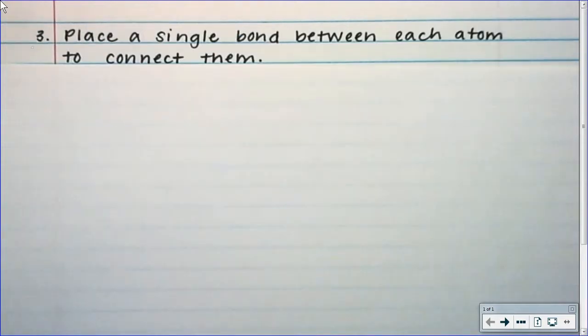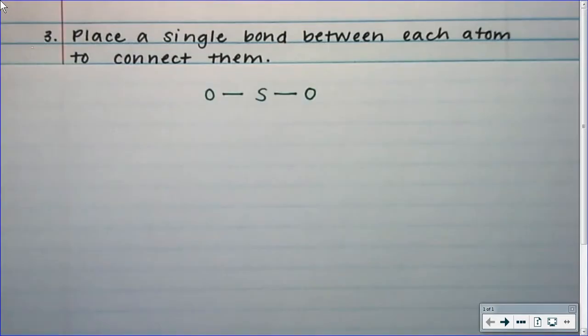possible. Step 3, place a single bond between each atom to connect them. This is the point where we also start our simple math calculations. We have to remember how many total valence electrons we had from step 1, which is 18. So let's go ahead and get that math started.